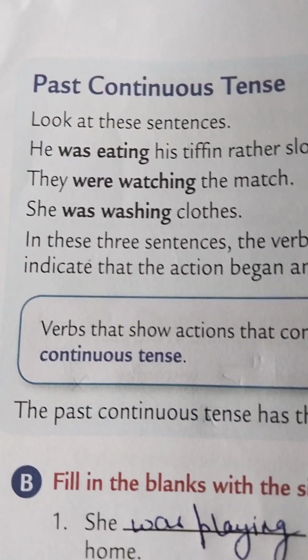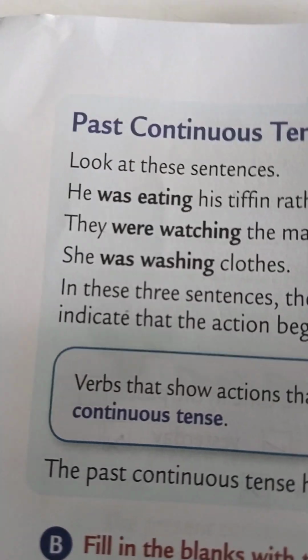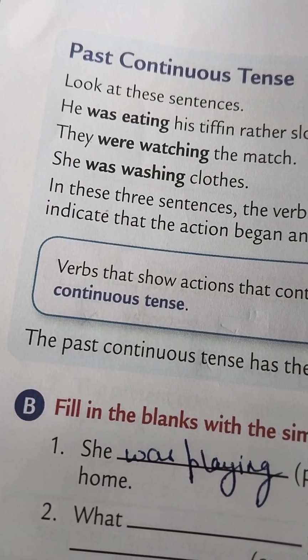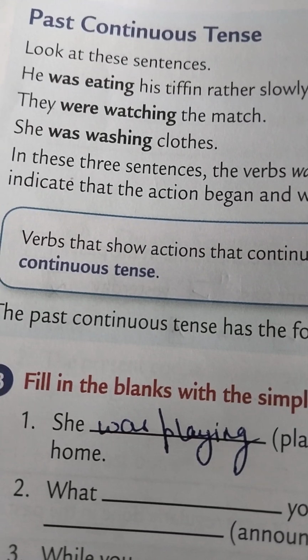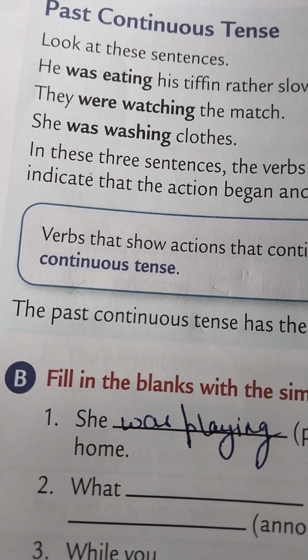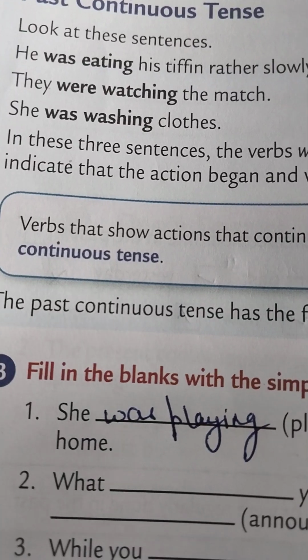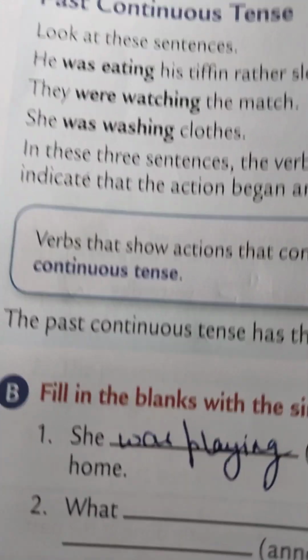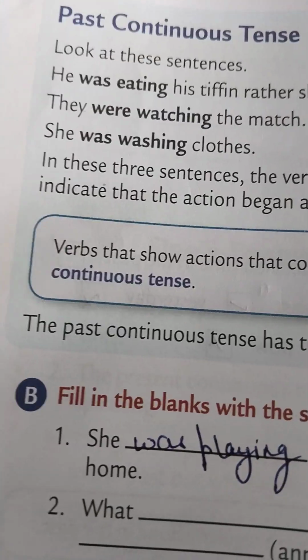Next we have past continuous tense. Now children, in past continuous tense we refer to the actions which continued for some time in the past. In past continuous tense, the verb shows actions that continued for some time in the past. Okay, let us understand this with the help of a few examples.